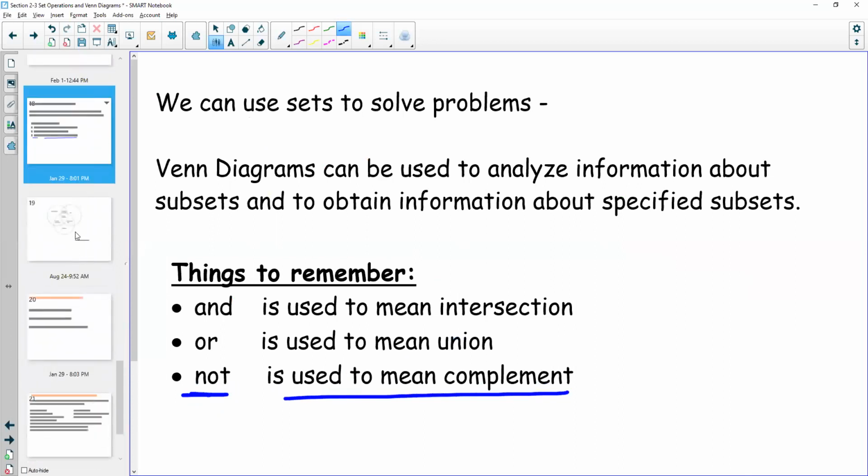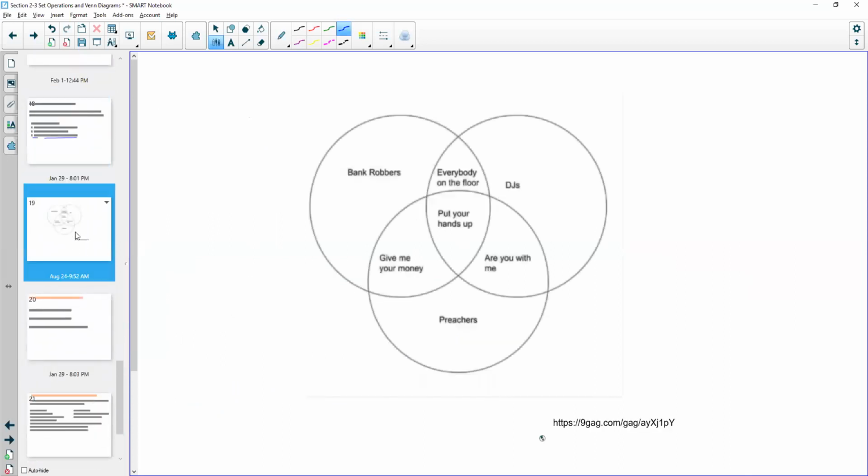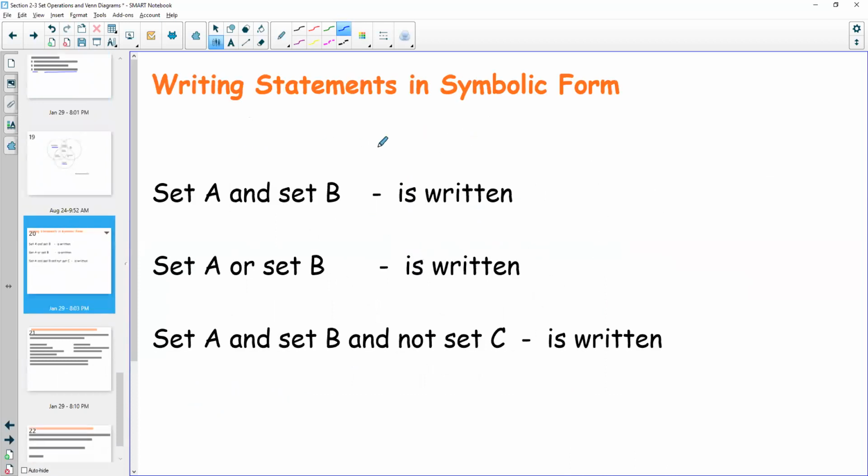And actually, there was this Venn diagram floating around social media for a little while that makes me laugh, but it's a good use of Venn diagrams. This is a Venn diagram of the overlap between bank robbers, DJs, and preachers. It's silly, but anyways. So set A and set B, if we write them as symbols, is written as A and B. Set A or B is written as A or B.